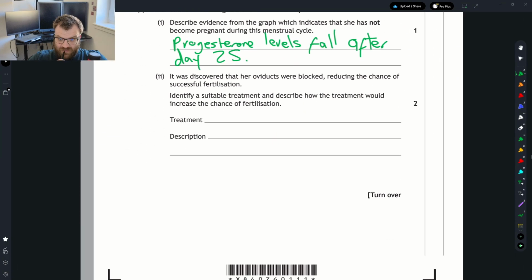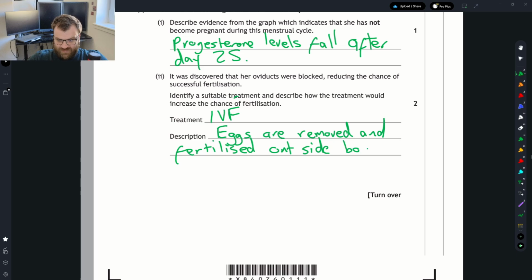In this one, if the oviducts are blocked, it means there's less chance of the sperm. It means that the sperm wouldn't be able to go and fertilise the eggs. A treatment. Now we're talking about IVF, in vitro fertilisation. What's happening here is the eggs are removed, fertilised outside the body, then implanted.